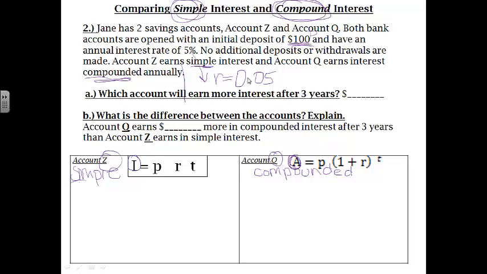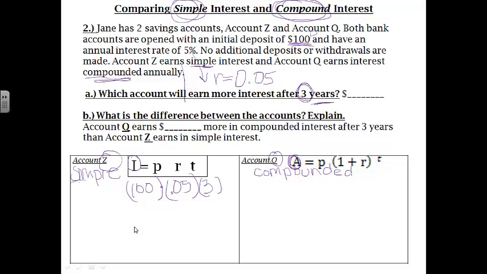Okay, notice how it didn't give us years, did it? And I kind of forgot to tell you guys this. It says which account will earn more interest after 3 years. So here's our years. It always has to give you everything but one variable. So we are missing I and A, but we have to have the 3 if we're going to get I. So here I would do 100 times my rate, which is 0.05 times 3. So I'm going to multiply these 3 together.